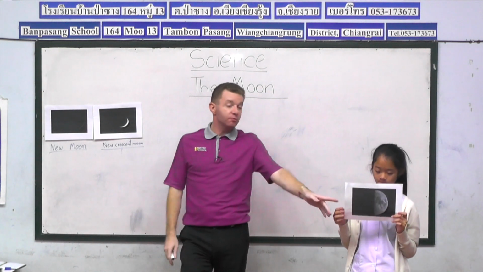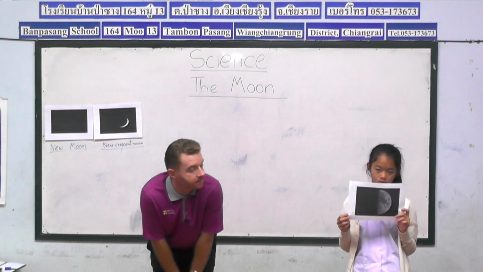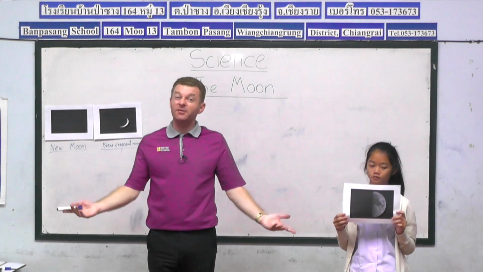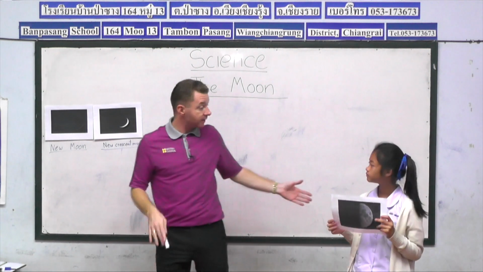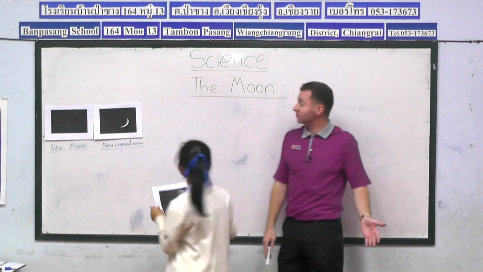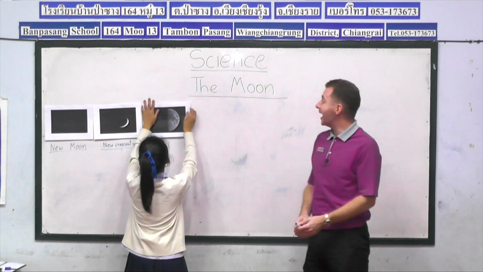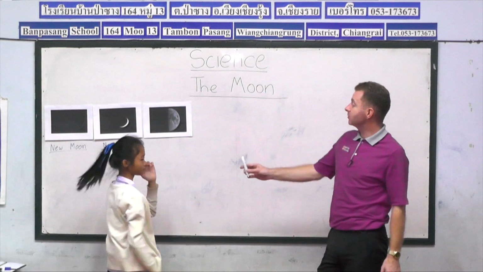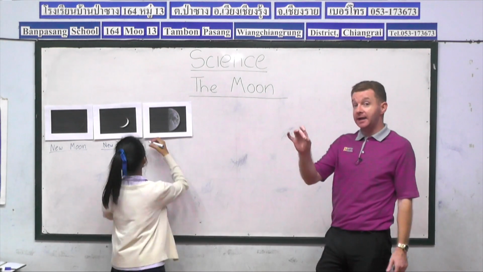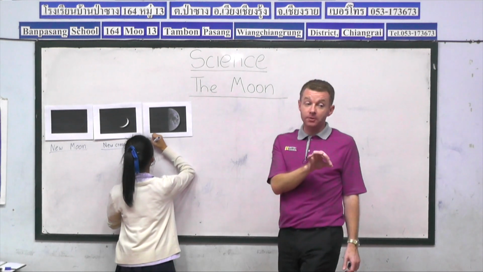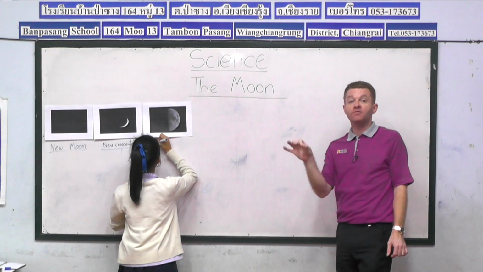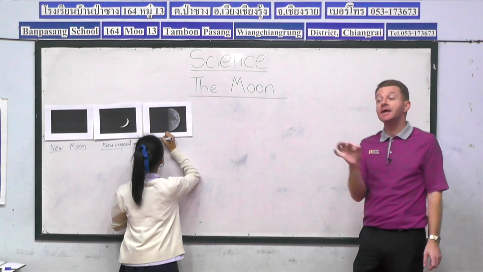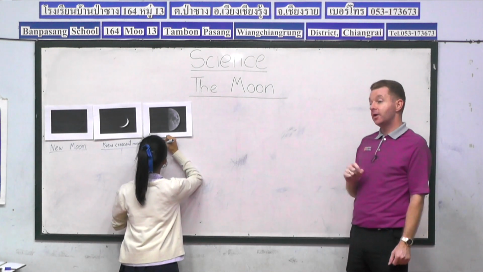Brilliant. New half moon, because how much of the moon can we see? Half. So that's why it's called the new half moon. So Dan, can you place the picture next to the new crescent moon? Excellent. And then Dan can write the vocabulary new again, N-E-W, but this time half moon. Half is H-A-L-F, half moon.